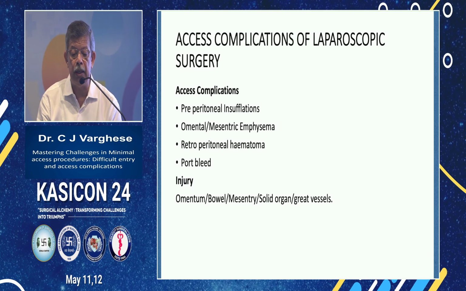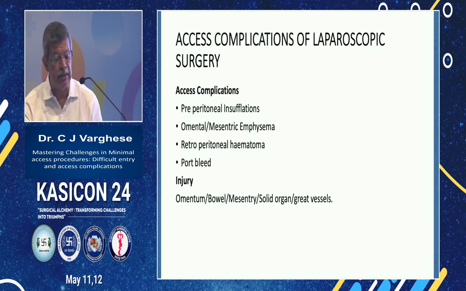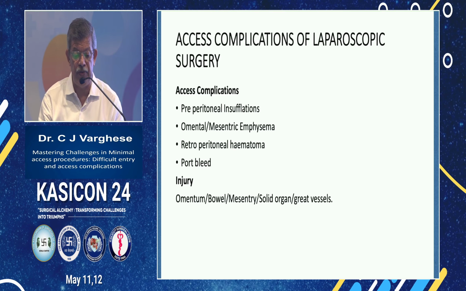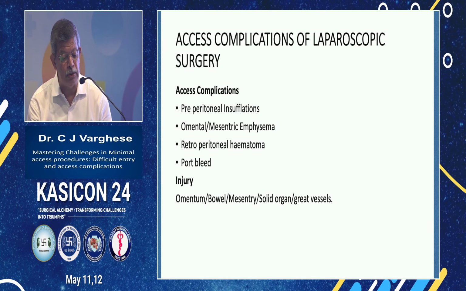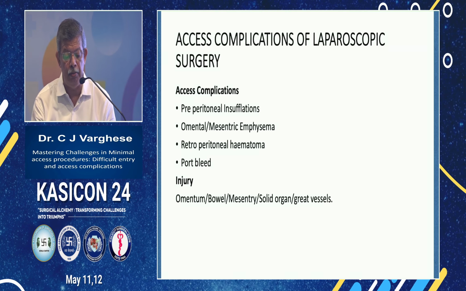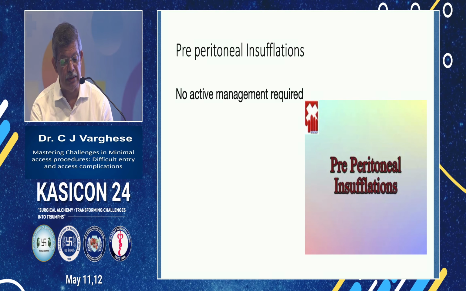And now we come to the complications of this access. It can be preperitoneal insufflation, omental or mesenteric emphysema, retroperitoneal emphysema, port site bleed, and injury to omentum, bowel, or mesentery, or the solid organ, even the great vessels.